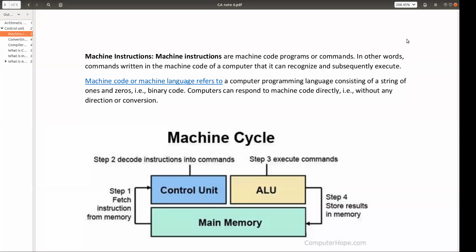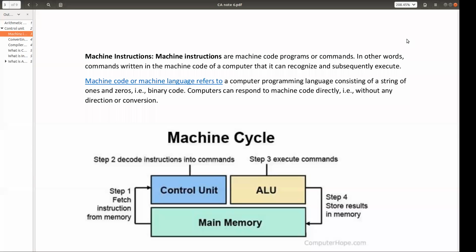Next, CPU will try to understand the meaning of that instruction. After fetching that instruction, CPU will try to understand the meaning of that instruction, which is known as decode the instruction. And after decoding, those instructions will be converted into commands.